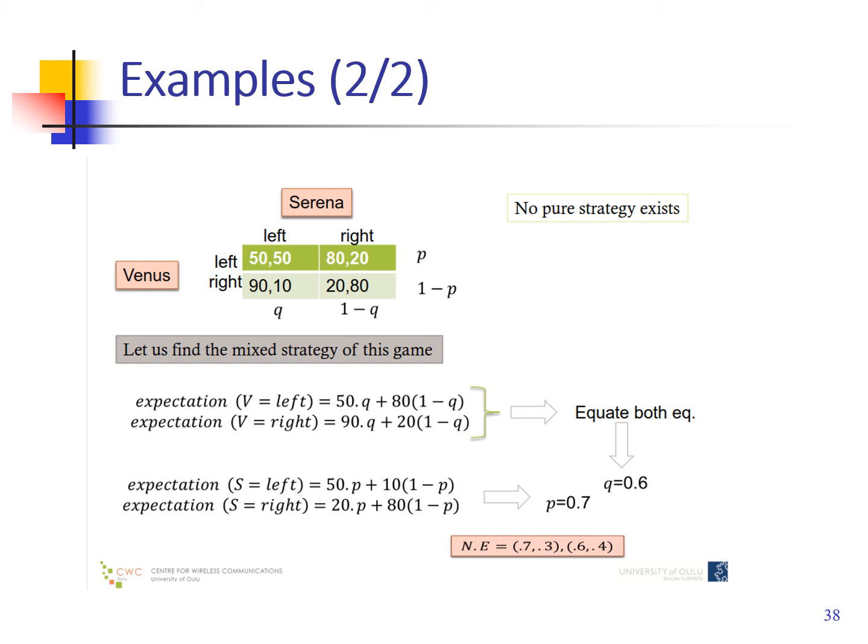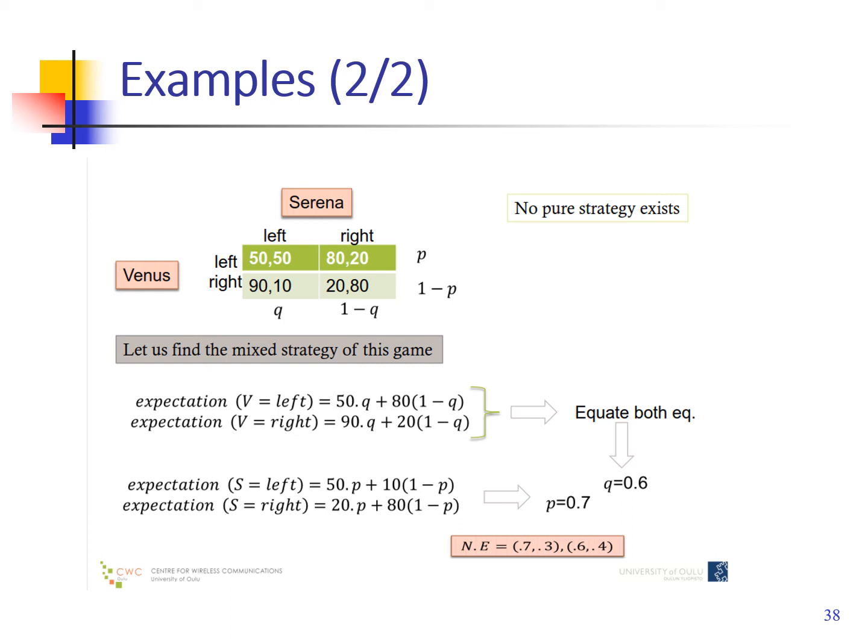If Venus takes left, what would be the best strategy for Serena? It will be to take left, right? Now, on the other hand, if Serena picks left, what's the best strategy for Venus? It's not going to be left, it's going to be right. Therefore, we cannot find a pure strategy in this case. However, there will be a mixed strategy. So let's find it, right? So let's apply what we used in the previous slide.